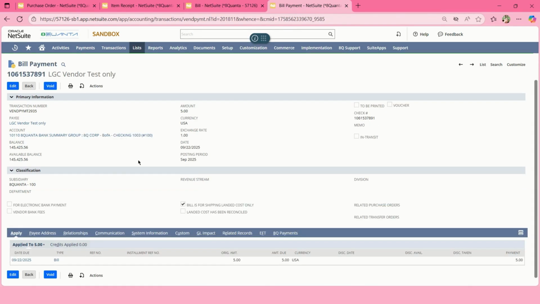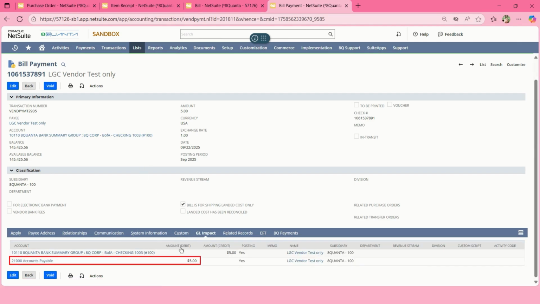Vendor payment. GL impact: debit accounts payable to reduce the liability since payment is made. Credit the bank or cash account to reduce the company's cash balance. If payment discounts apply, e.g., early payment terms, the system can automatically record a credit to the discount income account for the amount saved due to early payment. This closes out the liability and reflects the payment in the financial records.